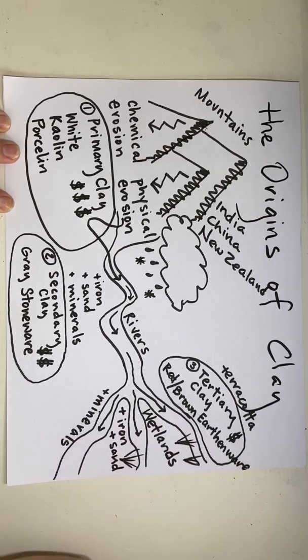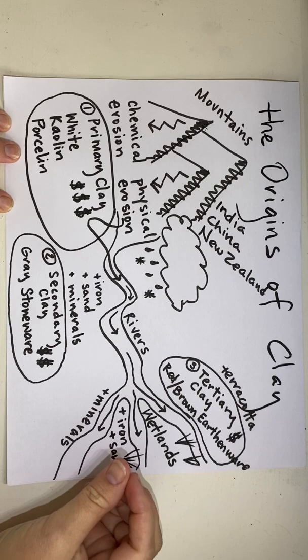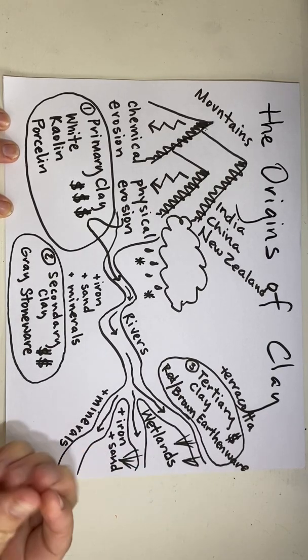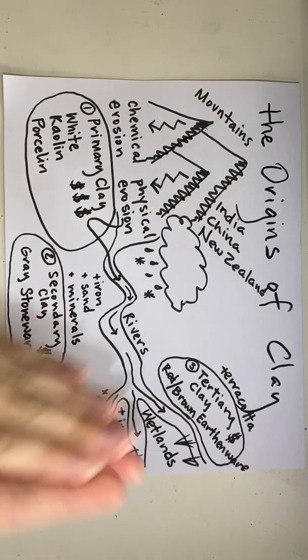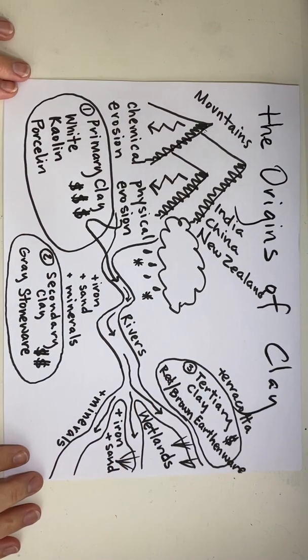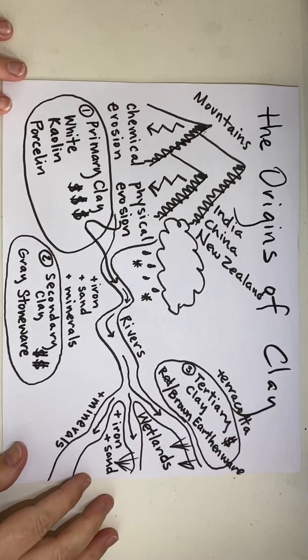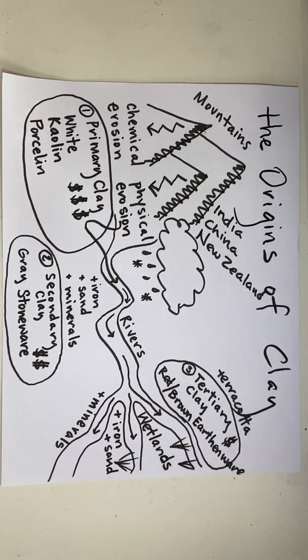But the tertiary clay, that's the one that feels the most different because you can actually feel the sand. It's a little gritty and a bit exfoliating for your hands. So you'll get super soft hands when you use the terracotta clay. So that's it. That's the origins of clay diagram.